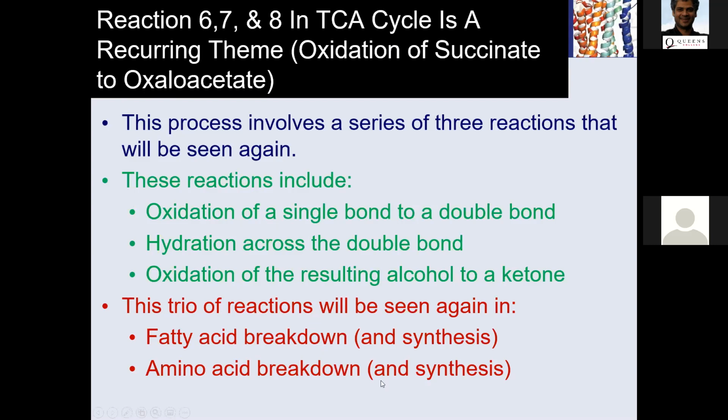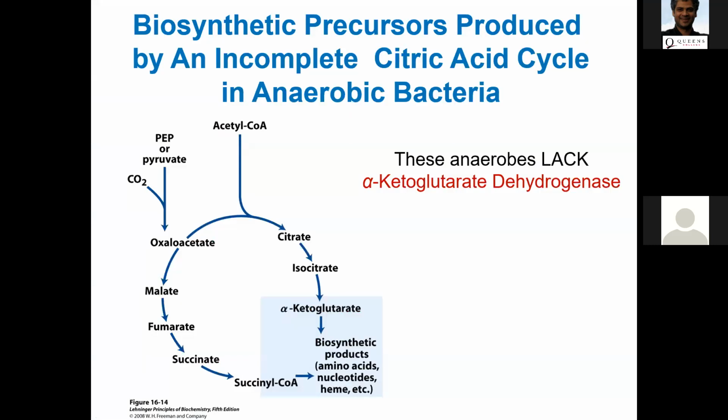Okay, and typically what happens in these reactions, as you have seen, you oxidize a single bond to a double bond, then you hydrate it selectively, stereospecifically across the double bond, and then once you have the alcohol, you actually oxidize it to generate a ketone, right? So that would be the oxaloacetate molecule. Cool, right?